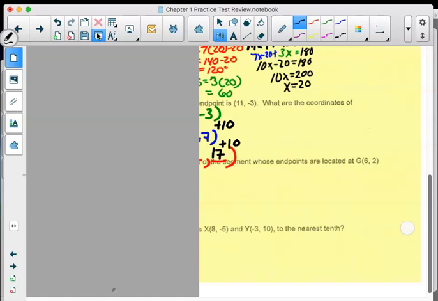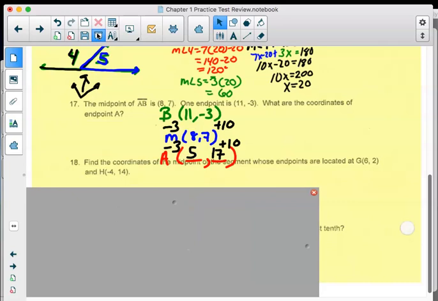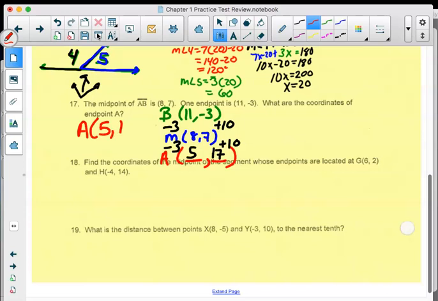Negative 3 plus 17 is 14. Divided by 2 is 7. So that will work as well. So I have my other endpoint, A, which is (5, 17). So I can write down, hey, A is (5, 17) to make sure it's clear that is my answer.